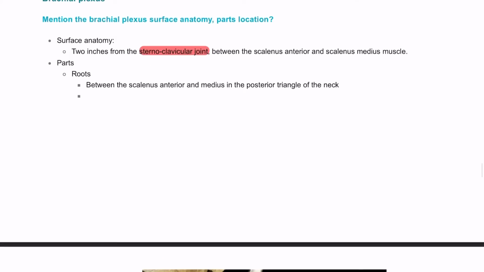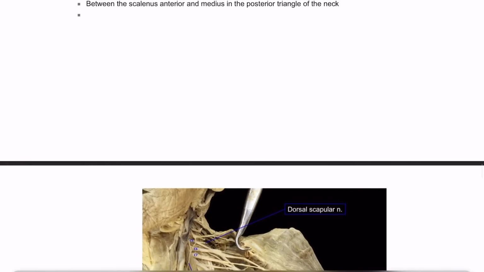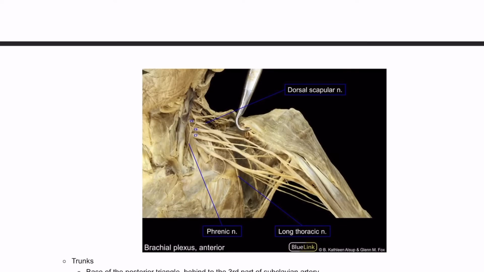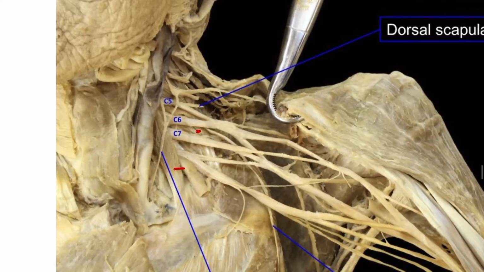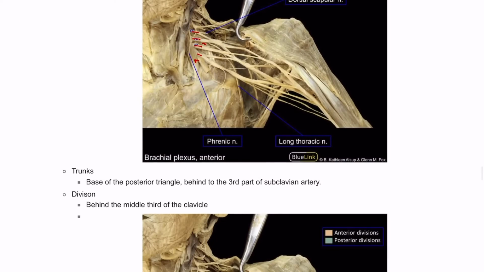And also in terms of the roots, the roots of the brachial plexus will be between the scalenus anterior and the scalenus medius. As you can see here, this is the scalenus anterior. The scalenus medius will be the one behind in there. So that's the scalenus anterior, and this is the scalenus medius, and all the roots are coming between those two muscles. And then after the roots, you have the trunks, which we mentioned, upper, middle, and lower trunk, and that will be in the base of the posterior triangle, just behind the third part of the subclavian artery, and this is obviously the subclavian artery in there, so that would be just posterior to it.